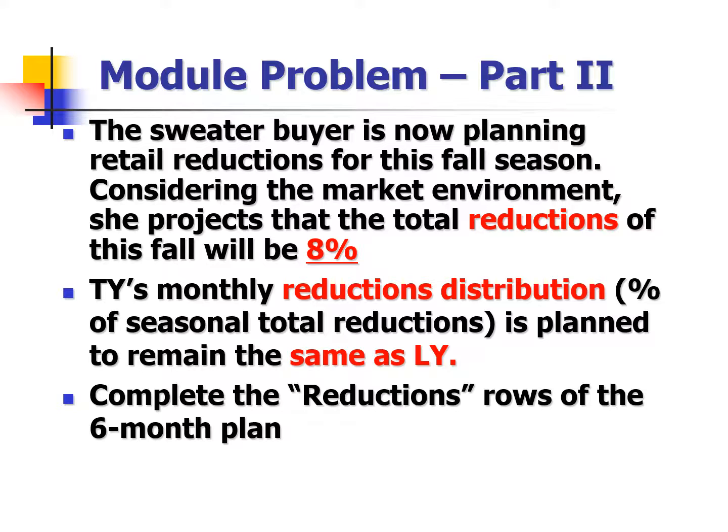Beginning with number 6, which is planning the seasonal reductions dollar. Knowing 8% of the seasonal sales will be reductions, we can plan that number, and then we can distribute that across the different months to plan the reductions dollar for each month.